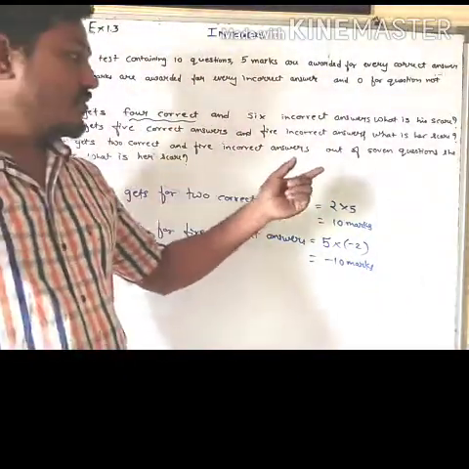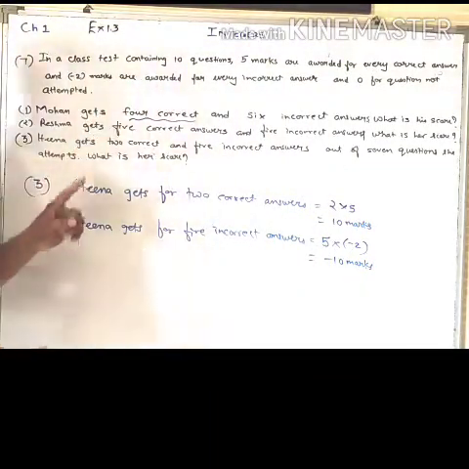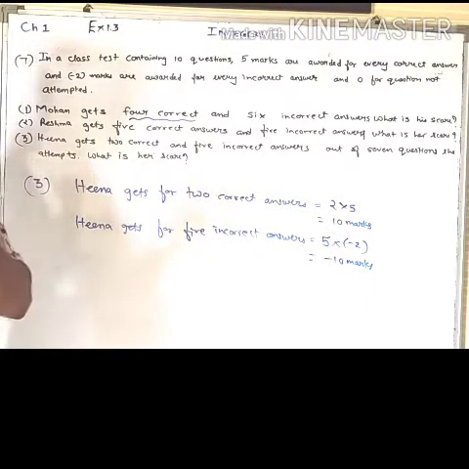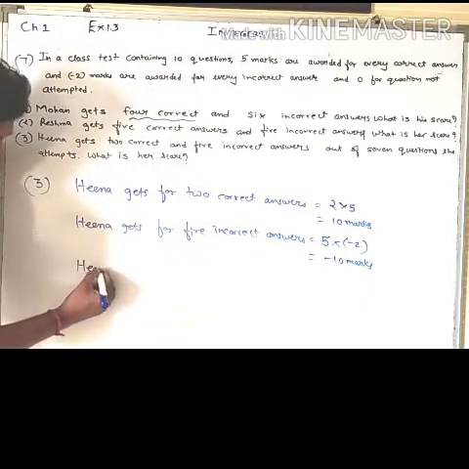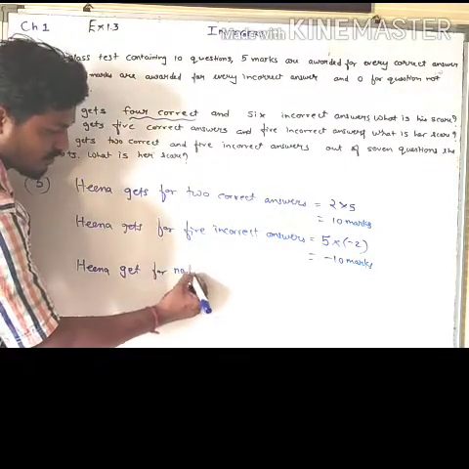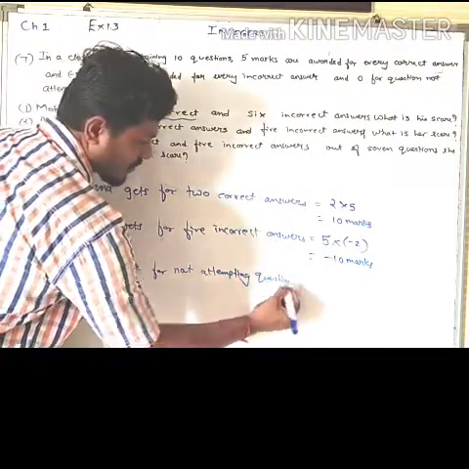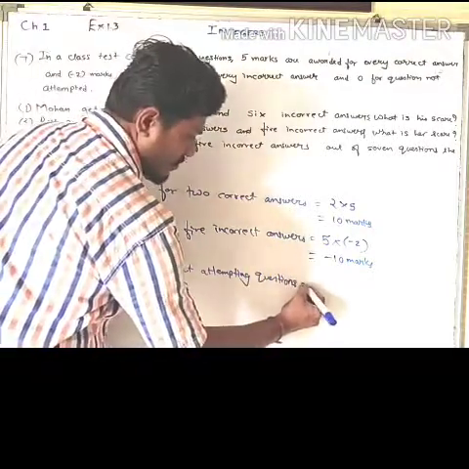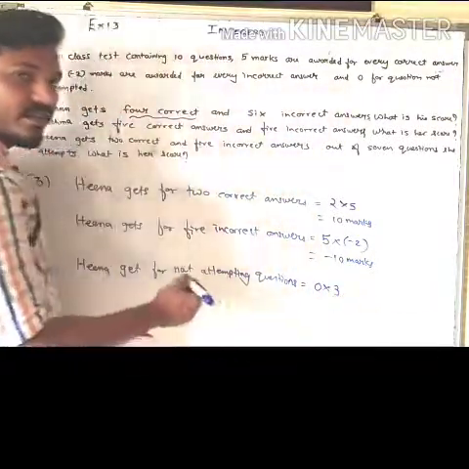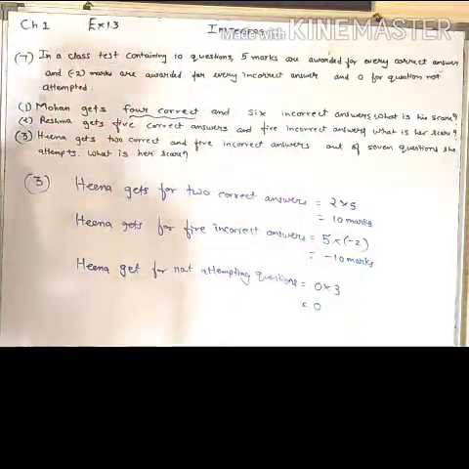Out of 7 questions, she attempted. So how many questions did she not attempt? Total 10 questions are there. Here they had mentioned 7 questions. Out of 7 questions she attempted. That means what? 3 questions she didn't attempt. So Hina gets for not attempting question. Or you can write answer. That is 0 for not attempting question. 0 multiplied by what? 3 questions she didn't attempt. 0 3s are 0 marks only. 0 marks. Now let us find her final score.